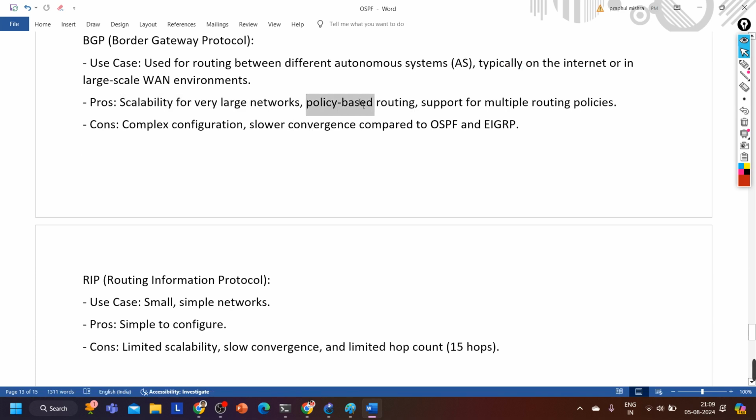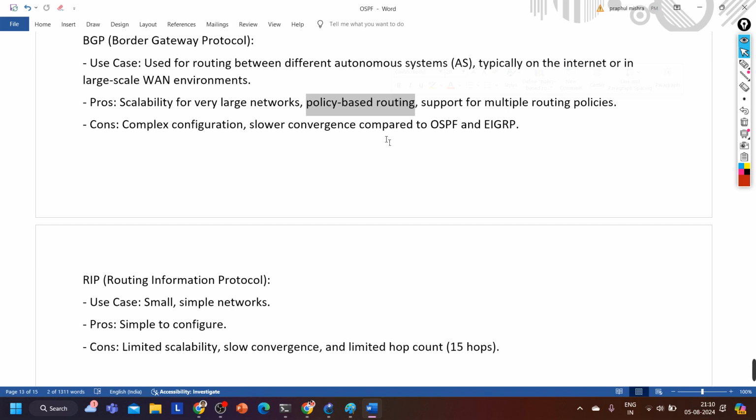In BGP, the biggest advantage is policy based routing. We have lots of options to manipulate the path and to configure policy based routing, right? According to our requirement, we can manage the protocol. Like in EIGRP, if you want to manage the path between source and destination, and there are 10 paths, you have multiple options: unequal cost load balancing means variance, you have offset list, you have bandwidth, delay. By using these things, you can manipulate the path.